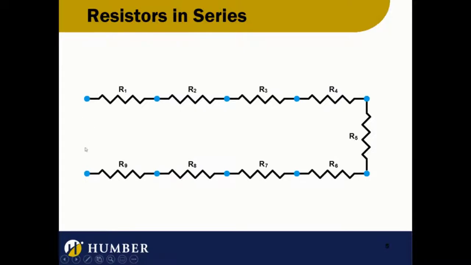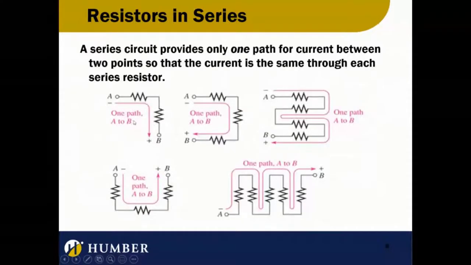I mean, there's no battery. But these resistors are connected in series. There is only one path for the current to travel through. So if you look at this, the one path concept, the current goes from here through there and then back to the battery again. However you look at it, the current can only go through one path. So over here, it goes through one path, and over here it's one path and one path.